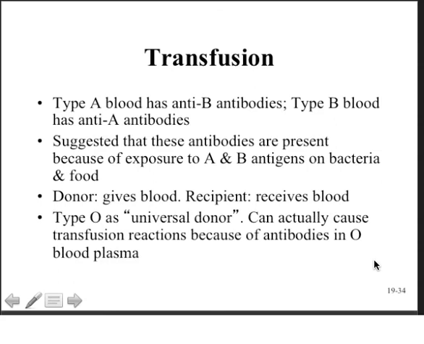Type O is termed universal donor and can actually sometimes cause transfusion reactions because of antibodies in the O blood plasma. But when we collect blood, like when you donate at Hawksworth, we actually remove the donor antibodies from the whole blood and resuspend the packed cells in saline, and those are the units that are given to patients.